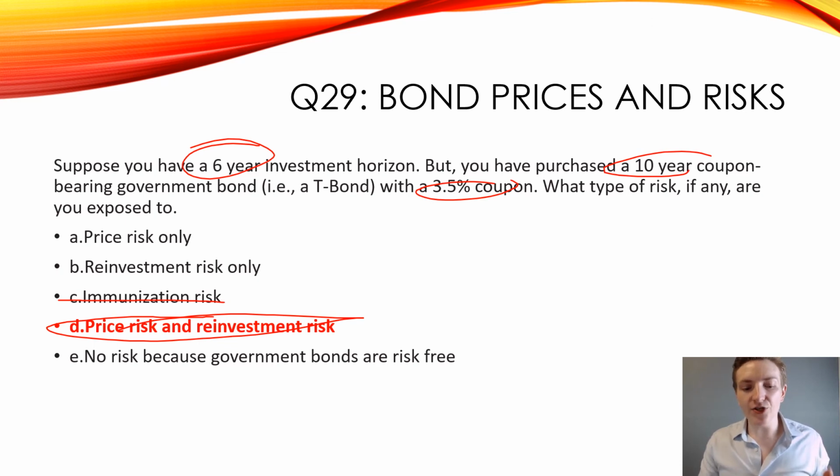And then finally, it says no risk because government bonds are risk-free. Well, that tautologically is not the right way to think about this. Basically, you have a bond that at some point you're going to need to sell, and you're going to receive coupons that you need to reinvest. So as an investor in fixed income instruments, those are the types of risks you are going to bear in this type of scenario.